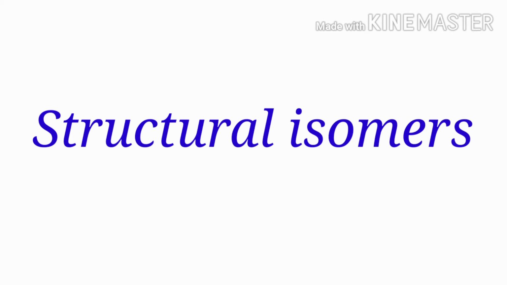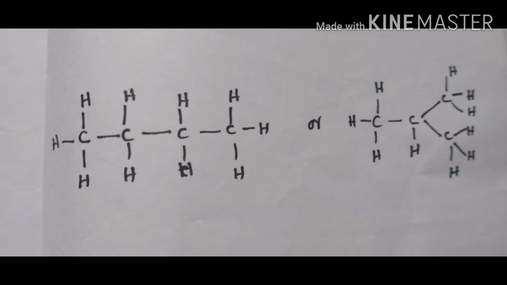This type of molecules are called structural isomers. So, what are structural isomers? The compounds with identical molecular formula but different structures are called structural isomers. These are the examples for straight and branched chain carbon compounds.